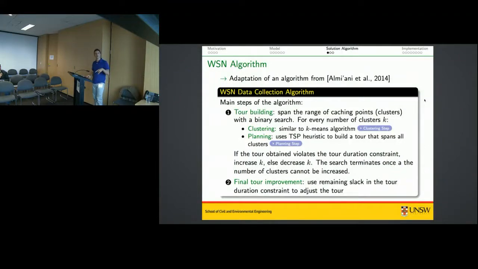The second phase is the tour improvement, where we try to use the remaining slack in the tour duration to adjust the tour. So that will become more clear once I have gone through the clustering and the planning step in detail.